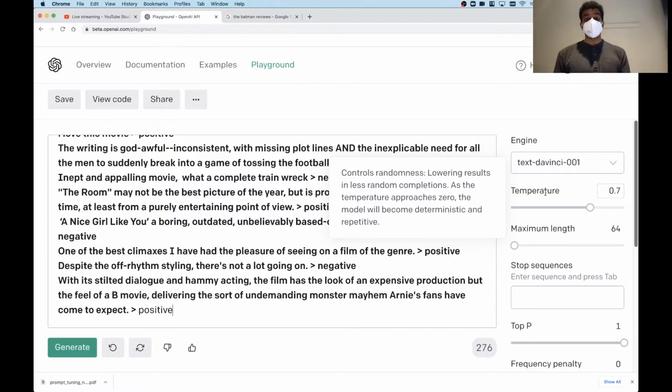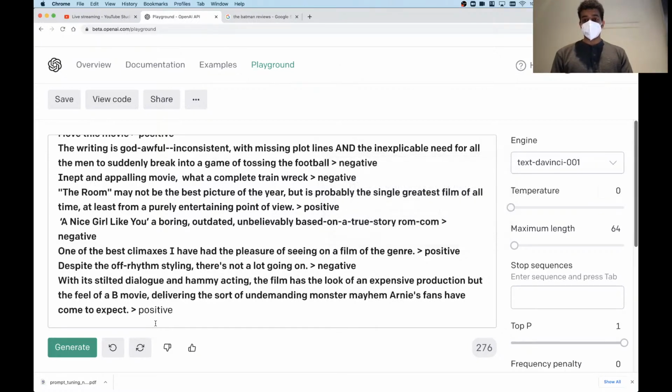Lowering the temperature results in less randomness. As the temperature approaches 0, the model will become deterministic and repetitive. So basically, it'll always choose the most probable thing. So sure, let's turn it down to 0 and see what happens here. We can use this one. So it's still positive, still positive. So clearly the model is kind of brittle, right?